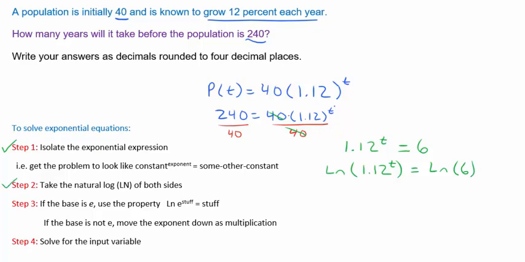That's step 2. Step 3 says if the base is e, I'll ignore this line because my problem has a base of 1.12, which is not e. Step 3 says if the base is not e, that's my case, move the exponent down as multiplication. This is a property of logarithms that says that this exponent of t can be moved down in front as multiplication, and that would look like t times the ln of 1.12, and then I'm just copying the right side of the equation now. So I'm done with step 3.